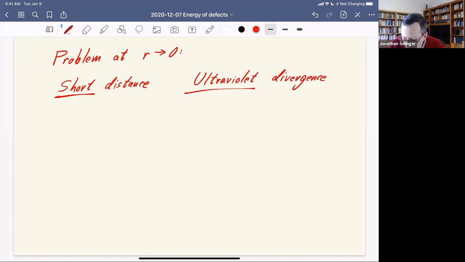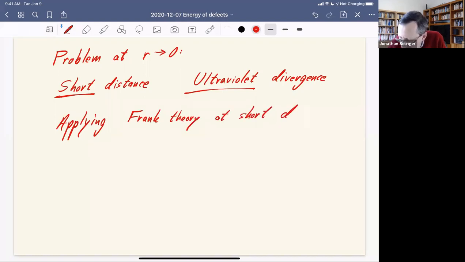Now, when there is a problem like this, not just in liquid crystals but in any kind of condensed matter physics, that means that we are applying the Frank theory at short distances, but it doesn't work at short distances.